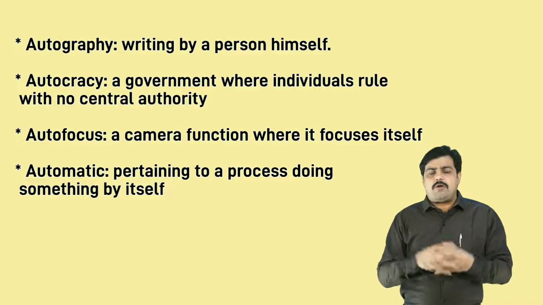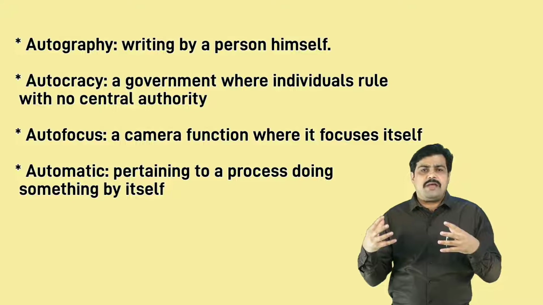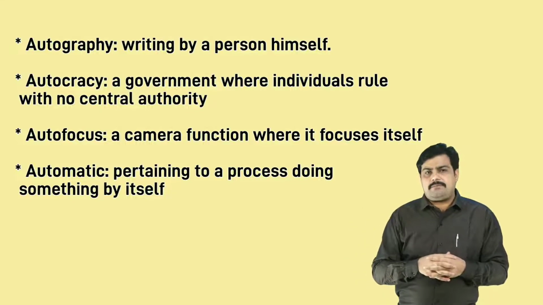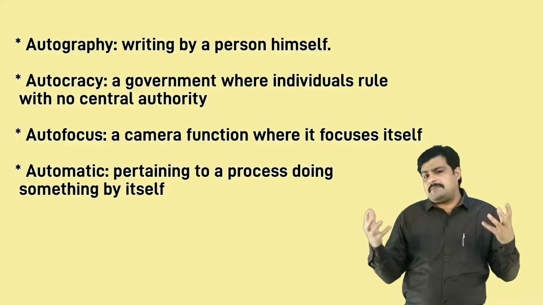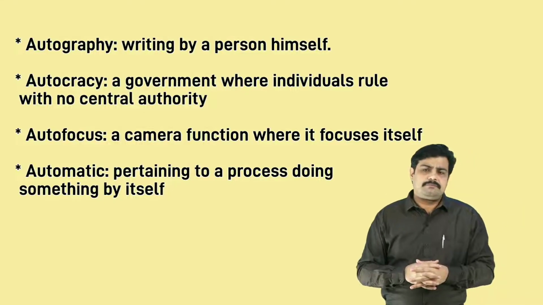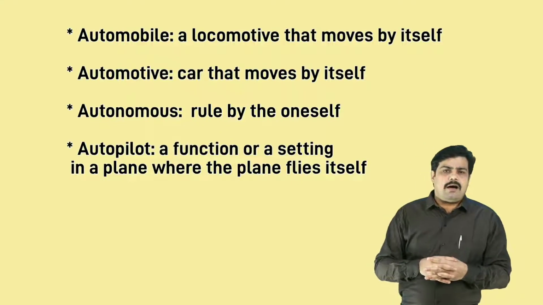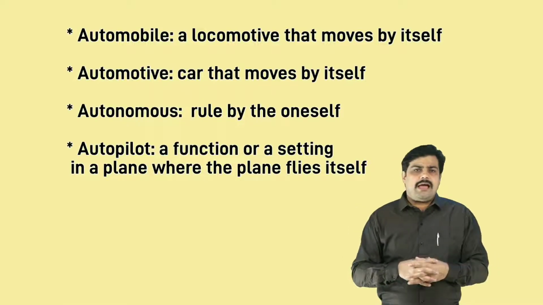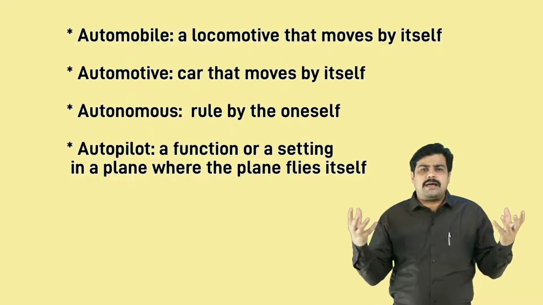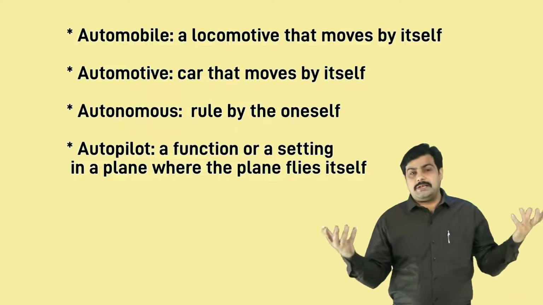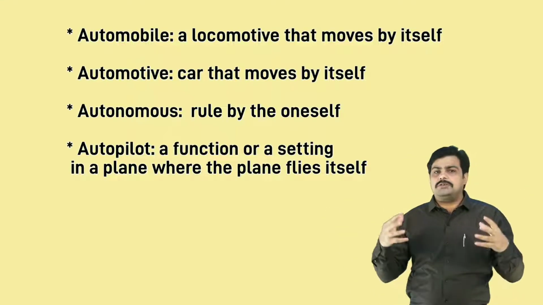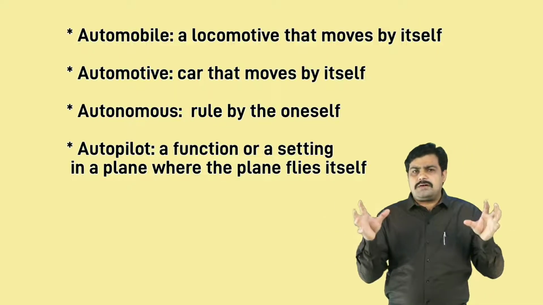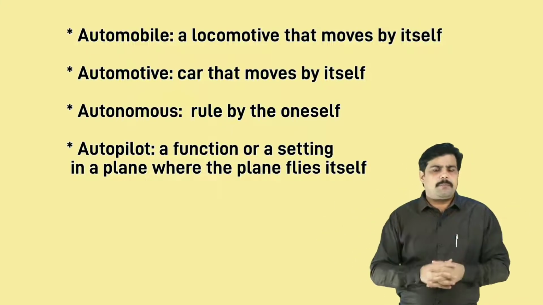Another word is autofocus, and it is a camera function where it focuses itself. Another word you see is automatic, pertaining to a process of doing something by itself. Another word you see is automobile, locomotive. It is a locomotive that moves by itself, and automotive, a car that moves by itself. Autonomous, ruled by oneself. Autopilot, a function or setting on a plane where the plane flies itself. These are the words made on the prefix auto.